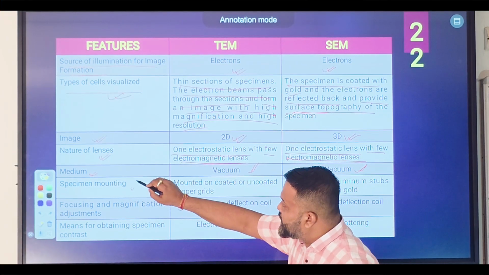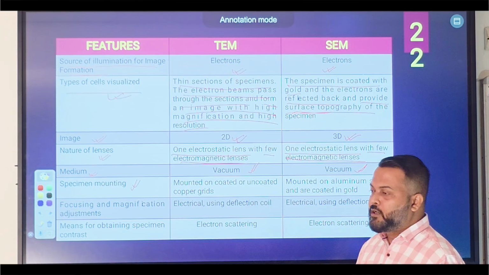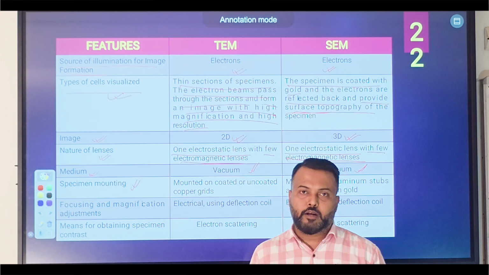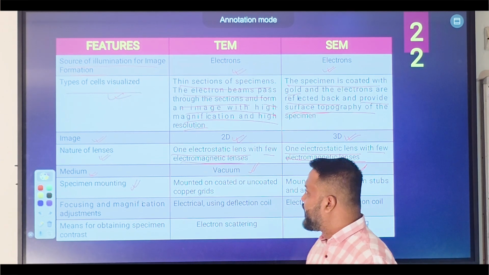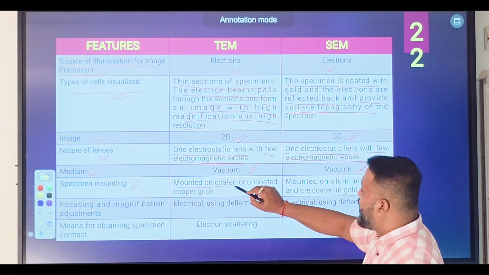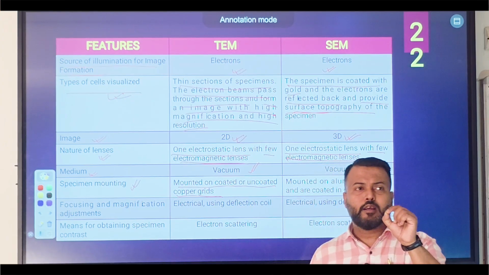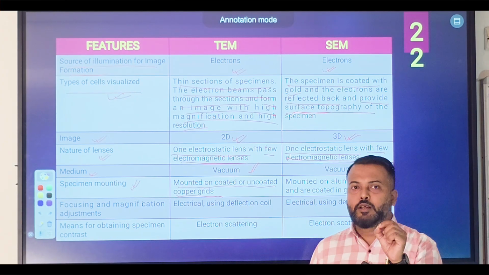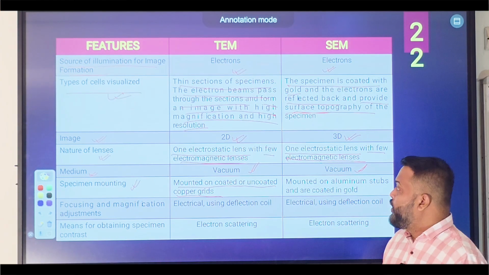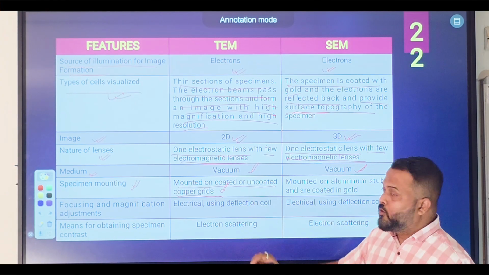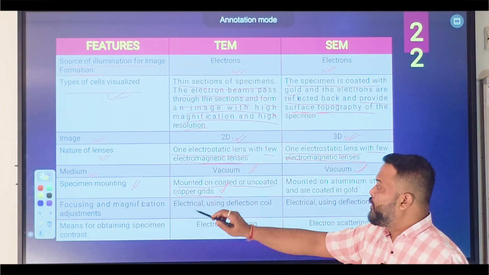Then let us talk about the specimen mounting now. While preparing the specimen, you will have to mount it, right? In case of a compound microscope, you mount it with DPX and some other thing. Here it will be a little bit different, but yes, specimen mounting is required. Here the specimen is mounted on coated or uncoated copper grids. They are small in size, you can compare it with the size of a button of a shirt, which is made up of copper. So onto those copper grids, this particular specimen will be mounted.